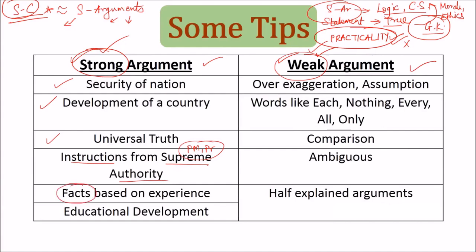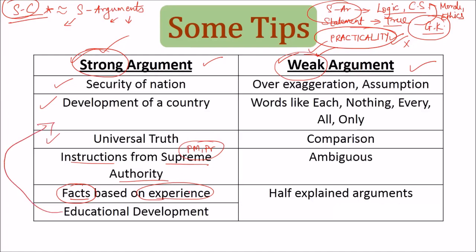Next is facts, but not any fact or any statement. It is facts based on experience or proof. Arbitrary sentences which have no basis or no experience or proof cannot be considered a strong argument. Only facts based on experience or proof. Then educational development comes under socio-economic development of a country, okay.